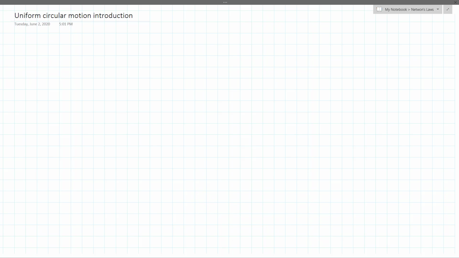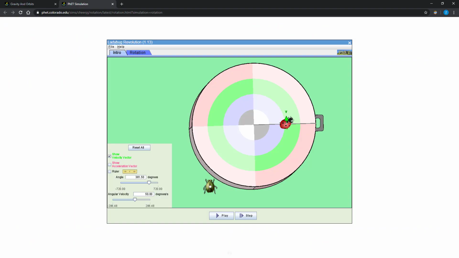In this video, I will introduce you to the concept of uniform circular motion. So let's start with some simulations. Let's pop out a simulation. Okay, so here we have a simulation.